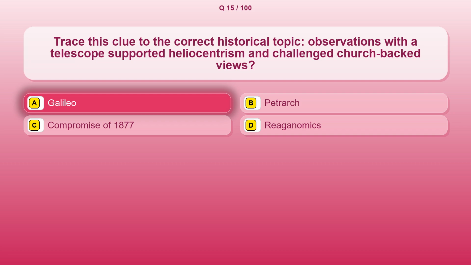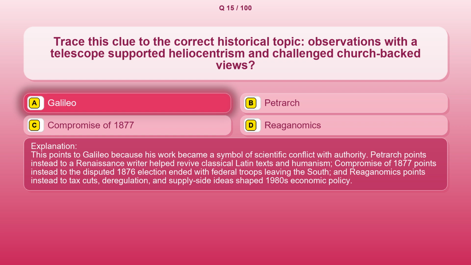The correct answer is option A, Galileo. This points to Galileo because his work became a symbol of scientific conflict with authority. Petrarch points instead to a Renaissance writer who helped revive classical Latin texts and humanism. Compromise of 1877 points instead to the disputed 1876 election that ended with federal troops leaving the South, and Reaganomics points instead to tax cuts, deregulation, and supply-side ideas that shaped 1980s economic policy.